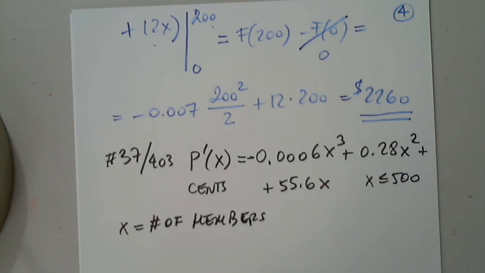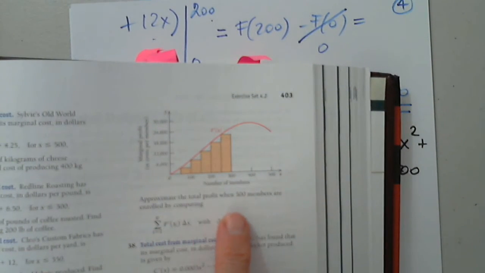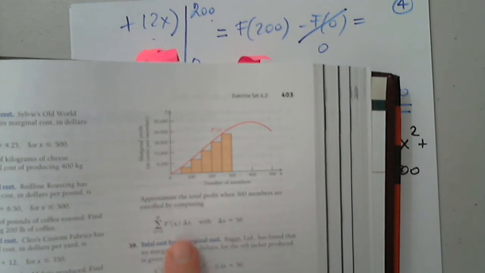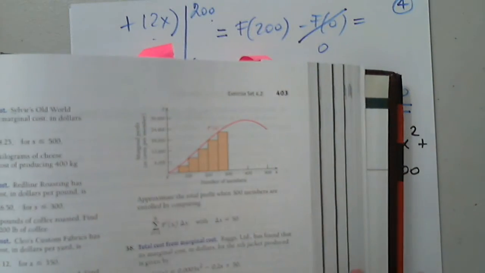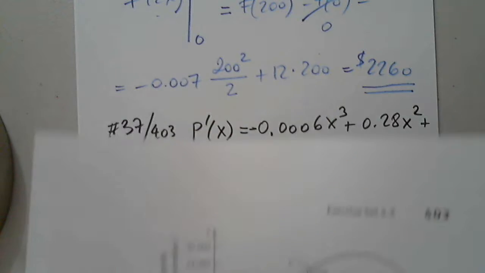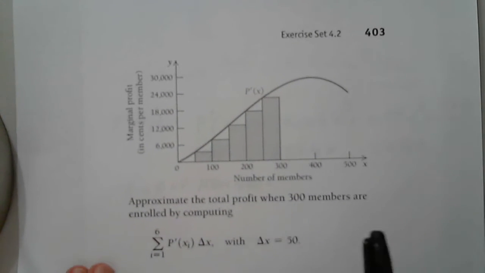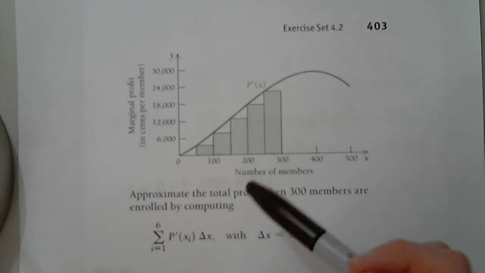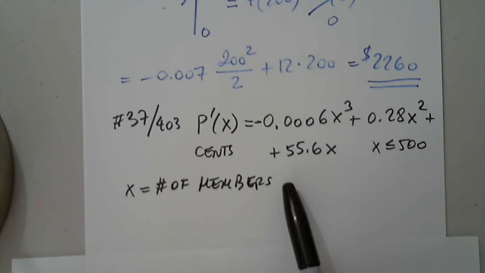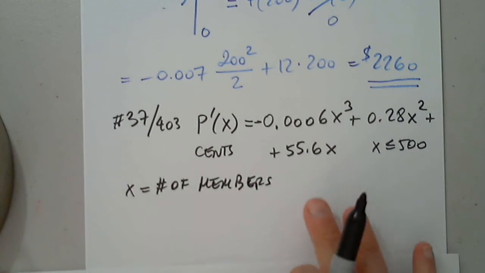Approximate, I'm showing you the book, but I also printed it out. It says, approximate a total profit when 300 members, 0 to 300, when 300 members are enrolled. Of course, they're giving us delta x is 50. So approximate a total profit when 300 members are enrolled. We know now how to determine the exact. How do we determine the exact profit for 300 members?